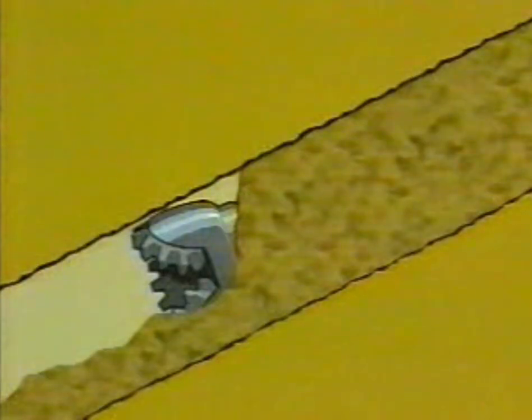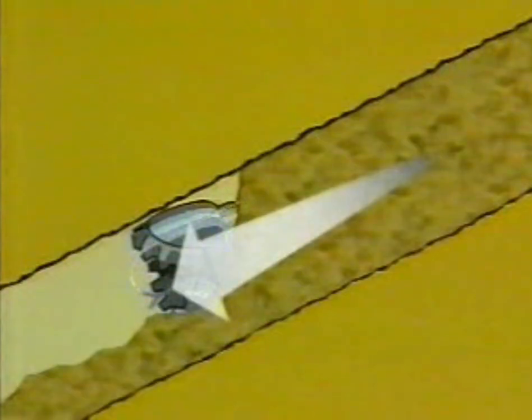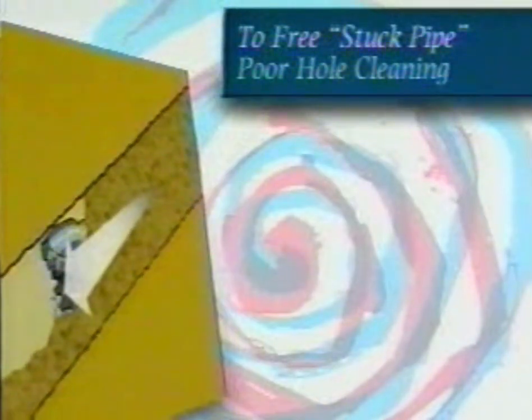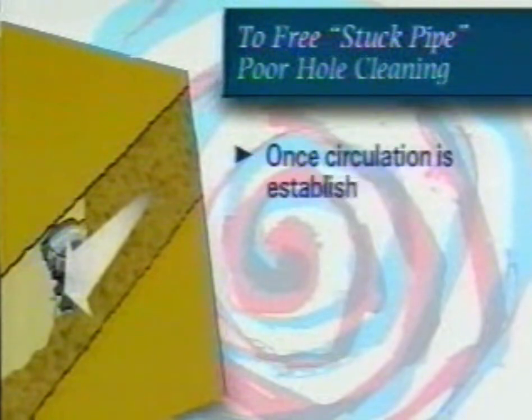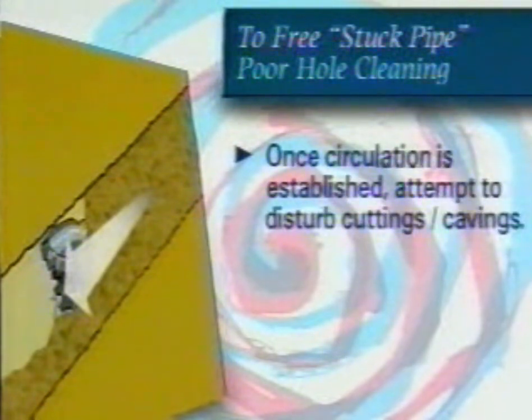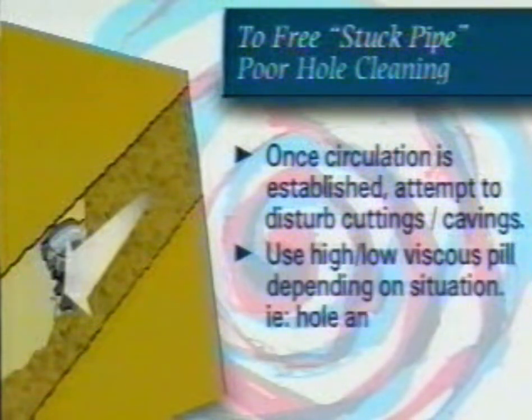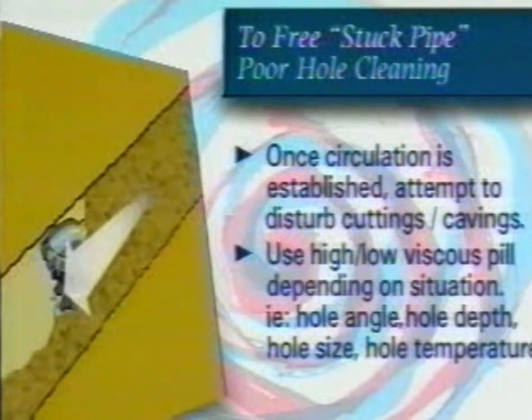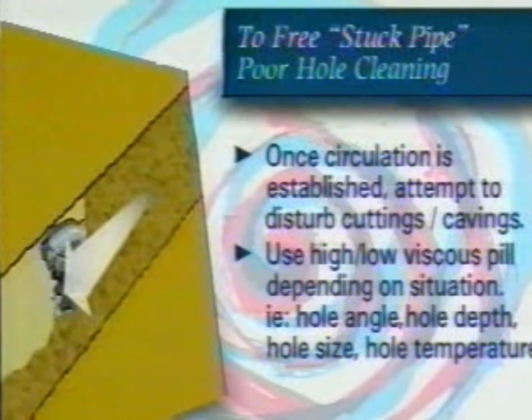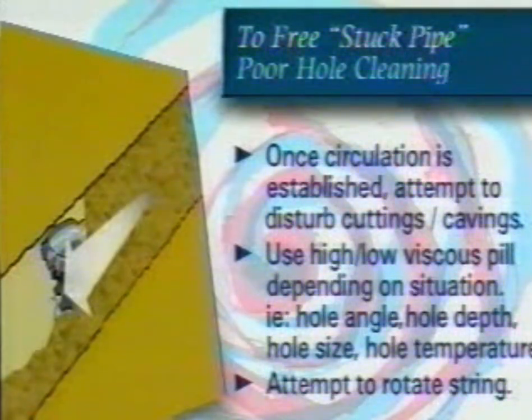To free the pipe in this situation, it's necessary to establish circulation and to apply downward working forces gradually. In addition, these other points should be considered. Once circulation is established, attempt to disturb the cuttings. Use high or low viscous pills depending on the situation, for example, hole angle, hole depth, hole size, hole temperature. Once circulation is established, attempt to rotate the string to further disturb the cuttings.